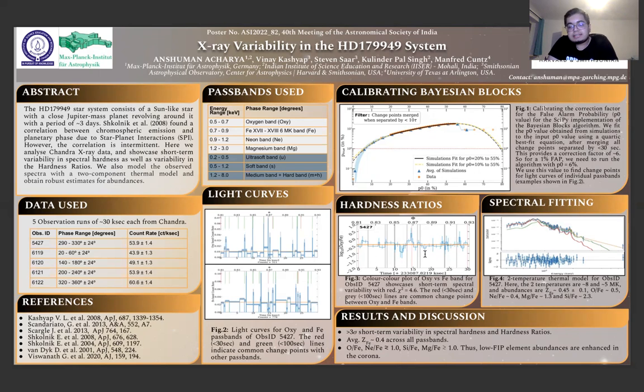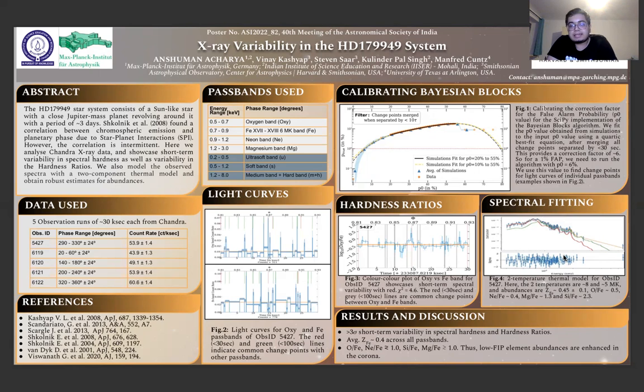Next, we also look into hardness ratios, where, for example, we have again compared oxygen versus iron, and we calculated the reduced chi-square in each case. We found this to be 4.6 in this case and consistently greater than 3 in all cases, which showcases variability in hardness ratios. Lastly, we performed spectral fitting, where we used a two-temperature model for each of the ObsIDs.